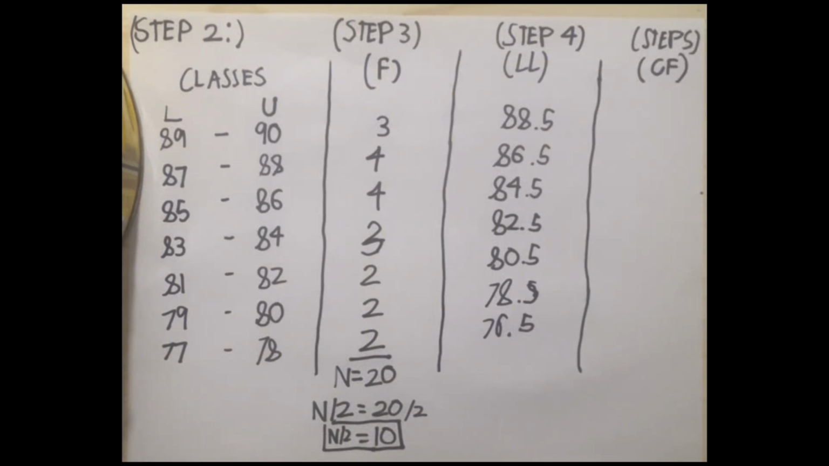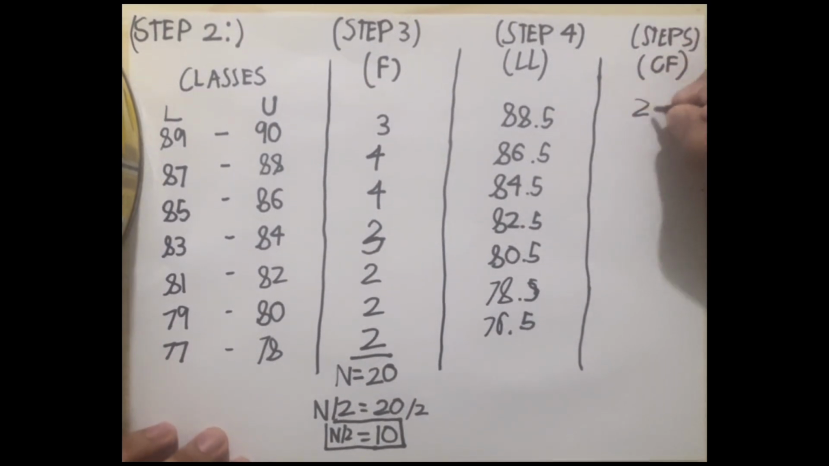Step number 5. We will now be computing for the cumulative frequency. In order to do this, we will copy the n and make it the first value of the CF column. Our n is 20. After this, we will be subtracting it to the first value in the frequency column and continue doing this by subtracting the total number to the corresponding frequencies. Last value must equate with the last value of the frequencies.